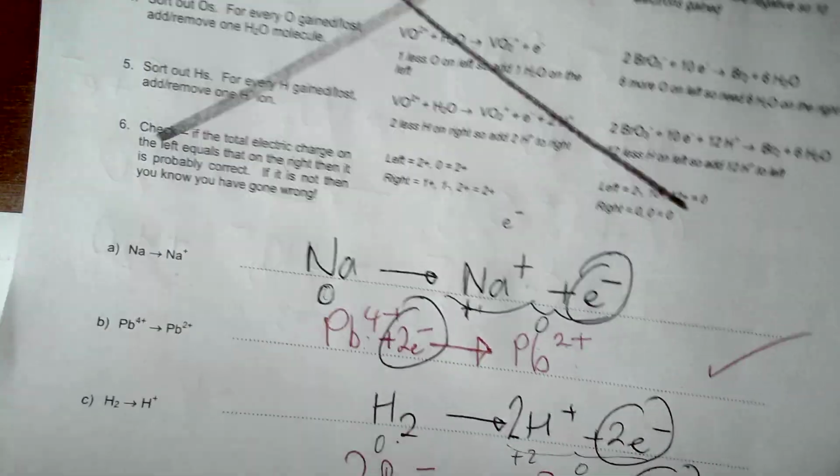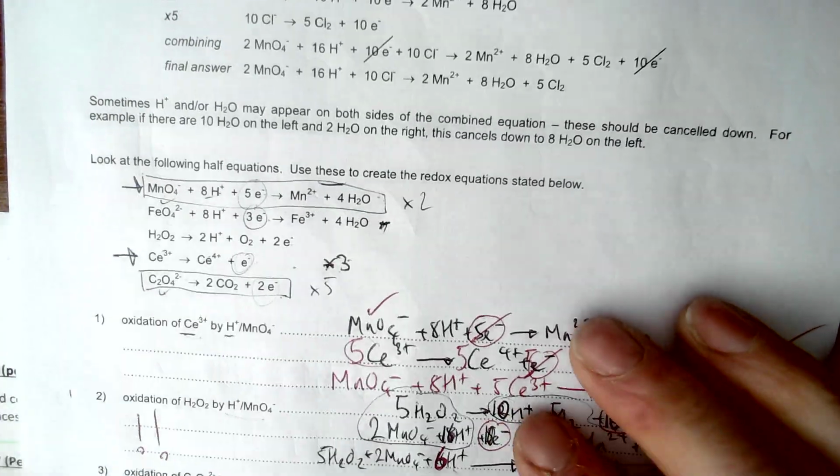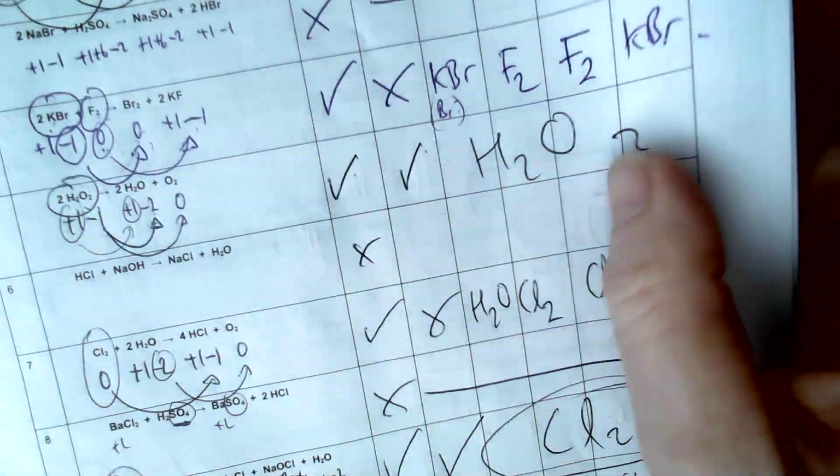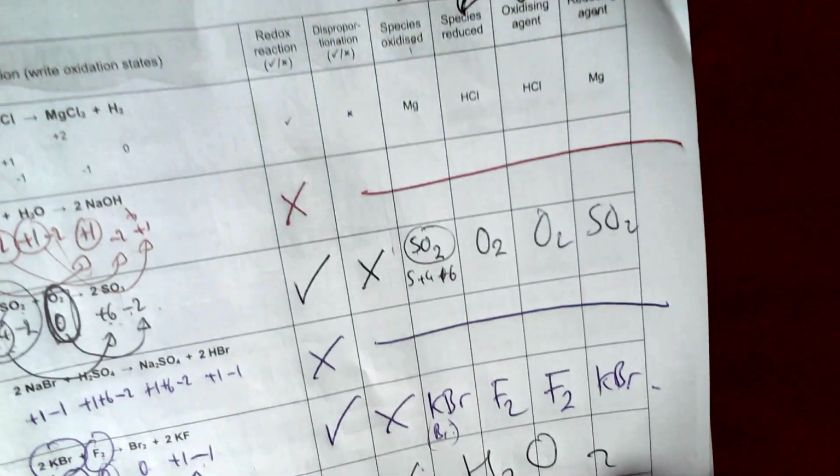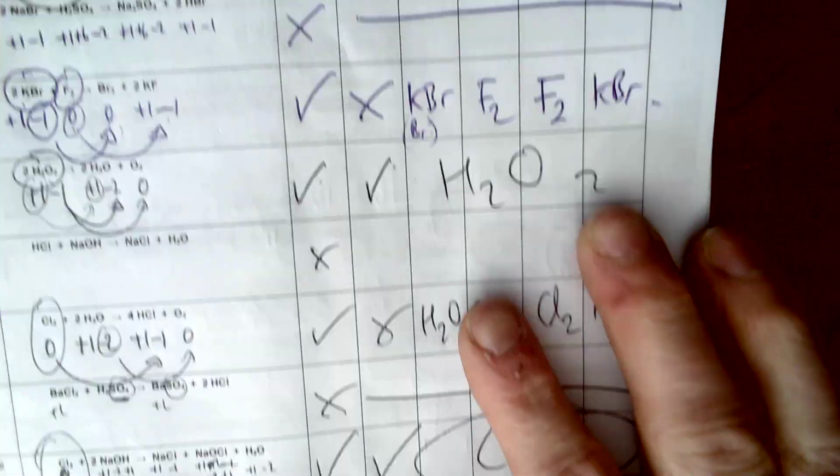Final little summary then. Front page, oxidation states. Second page, writing half equations. Third page, combining half equations. Fourth page, really useful. This page is my favourite. Next page, we learned a little bit about oxidizing agents and reducing agents, but there's still a bit more work from me to do on that. But this sheet should look something like this.